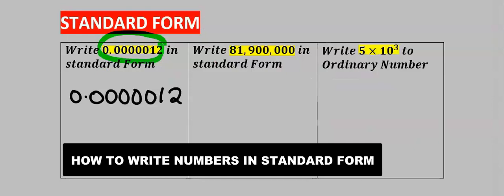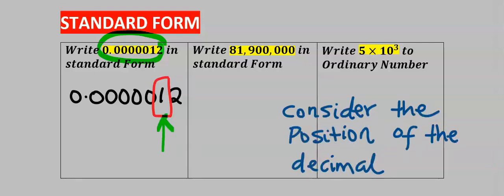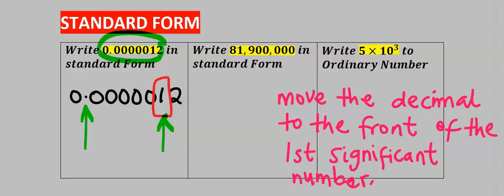Step number 1. Target the first significant number, and here it is 1. Step number 2. Consider the position of the decimal. The next step, step number 3. Move the decimal to the front of the first significant number. That is 1, 2, 3, 4, 5, 6.